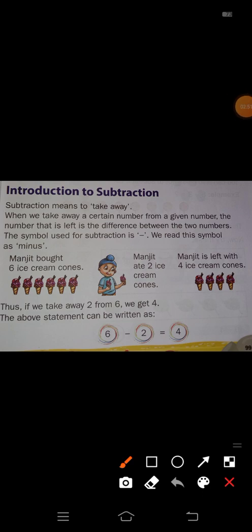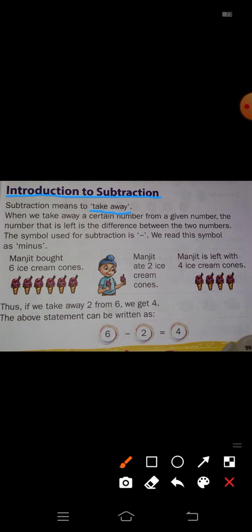Next point is introduction to subtraction. Subtraction means what? Subtraction means to take away. When we take away a certain number from a given number, the number that is left is the difference between the two numbers.